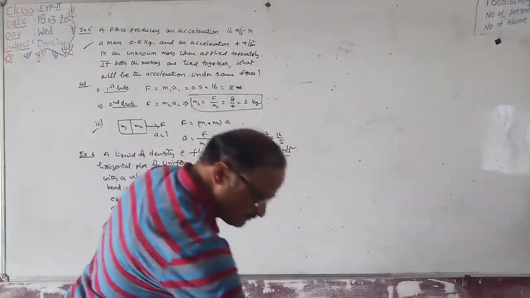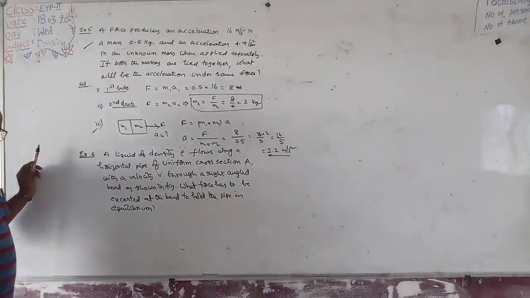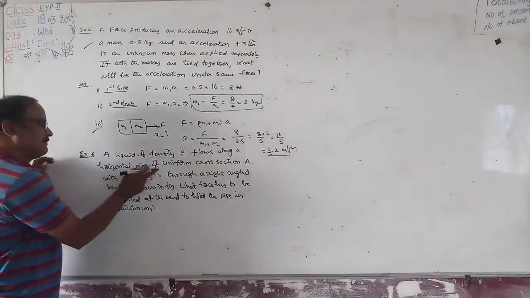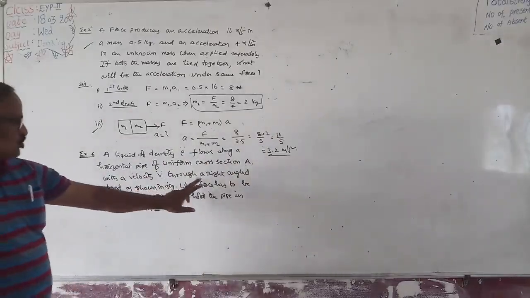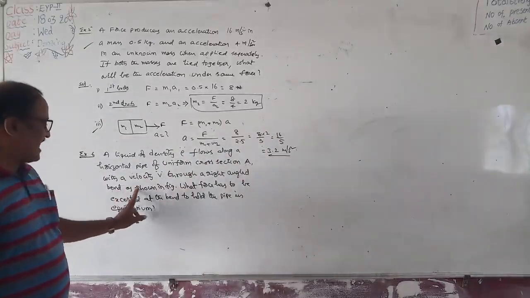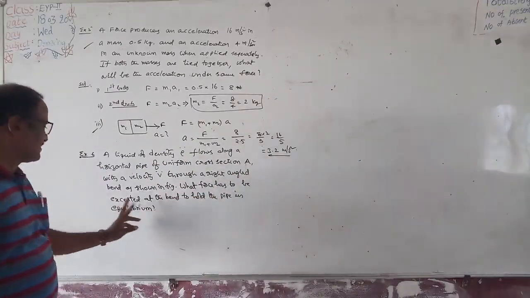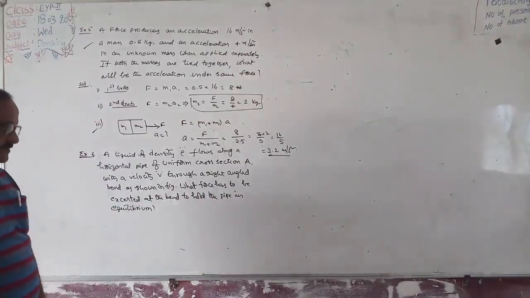Next one, the sixth problem. Let a liquid of density rho flow along a horizontal pipe of uniform cross section A with a velocity v through a right angled bend as shown in the figure. What force has to be exerted at the bend to hold the pipe in equilibrium position?